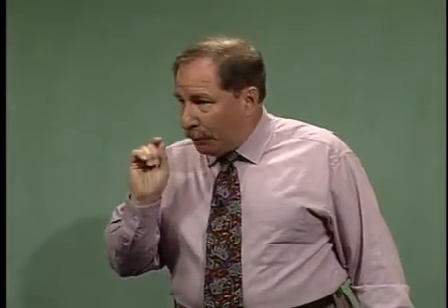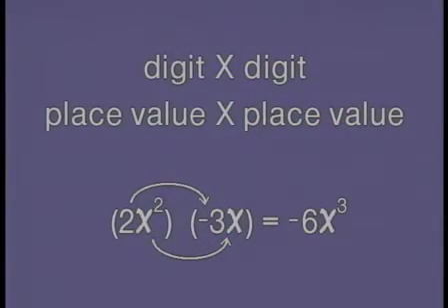Each polynomial is made up of these terms called monomials, mono being one nomial. So for example, if I was to multiply 2x squared by a negative 3x, that's a monomial, 2x squared, by another monomial, negative 3x. How would I do that? Well, the coefficients, the number, the constant in front of the variable, the x or the x squared, is just like a digit. And we said multiplication is digit times digit. So I would multiply 2 times negative 3. And since we multiply place value times place value, I'd multiply the x squared times the x.